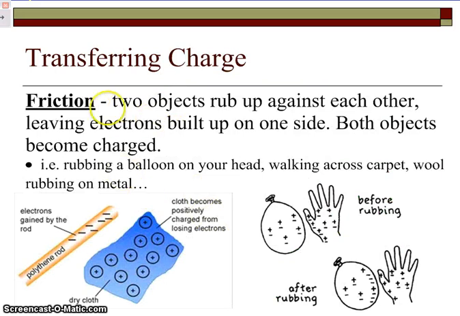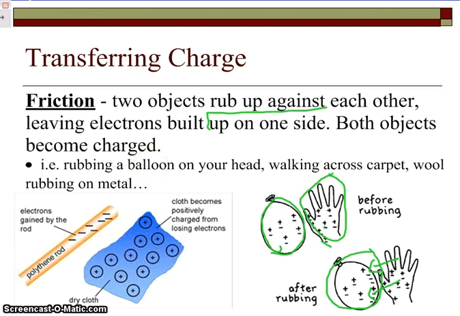Transferring charge, we can see friction here. 2 objects rub up against each other, leaving electrons built up on one side. This is the classic balloon in the hair. So think of this as the hand here, not necessarily hair, we'll show you that. This guy is pretty much overall neutral here, and so is the hand. After rubbing it, you'll notice that the negative charges were transferred over to the balloon. All of a sudden we have this accumulation. So with friction, it's similar to conduction, but the key word here is rubbing. This is constant movement back and forth of the 2 objects.